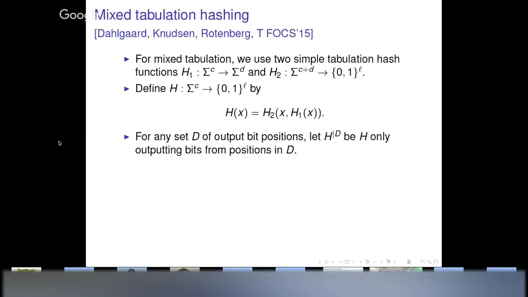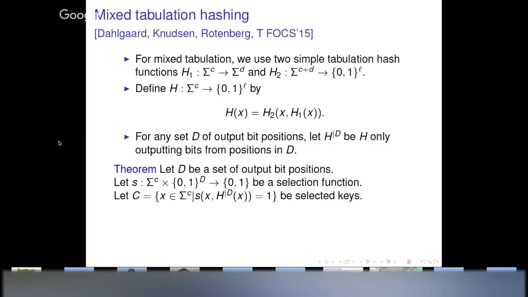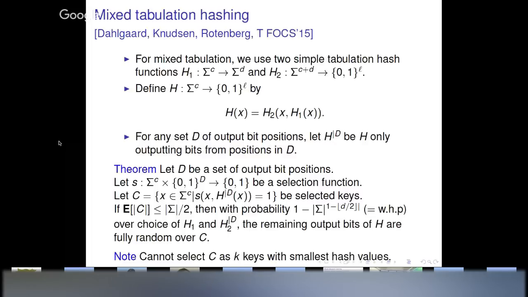And then comes a crazy theorem. It says, look at any subset of the bits in the output and use those to define a set C. So you take your key. The only way you're allowed to select elements is if you look at the output in these selected bits and the original key, nothing else. And if the expected number of things you sample that way is less than the alphabet size divided by 2, then with high probability, all the other bits are completely random.